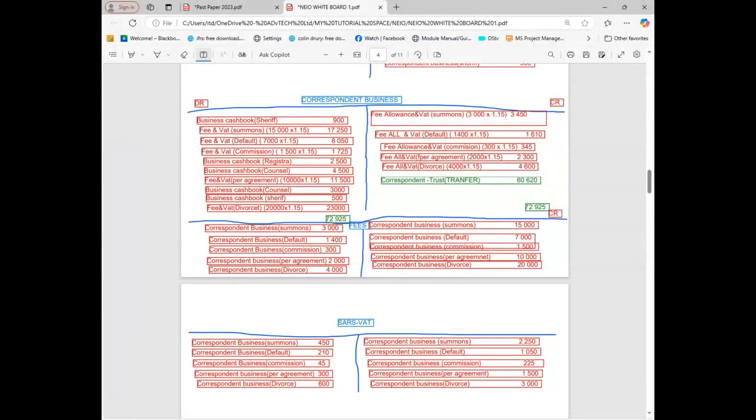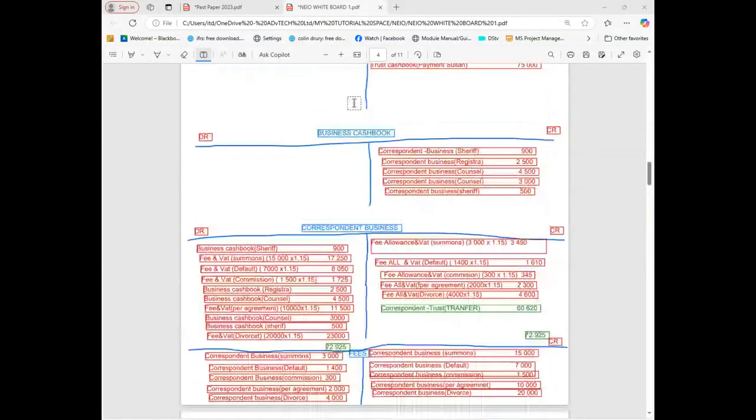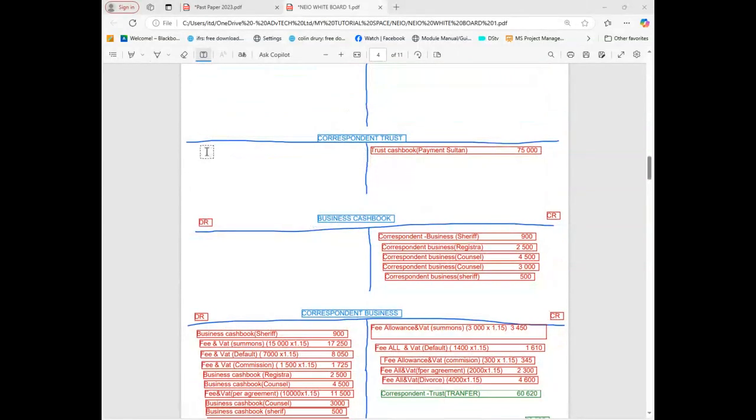But when I go and record under the correspondent, under which side will I record that amount? Because I need to take it to the correspondent trust, this one. It'll be on the debit side. On the debit side. So go to the trust itself, and I will come here and record on the debit side. Are you with me? Yes. And then I'm just going to say 60,620.